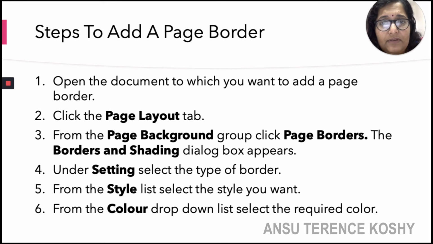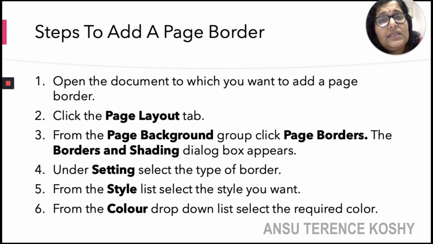So the first thing is the page layout tab. From the page background group, you have to look for page borders. From page borders, you have to look for borders and shading. Then under the settings, you have to select the type of border that you require. Then the style list comes.